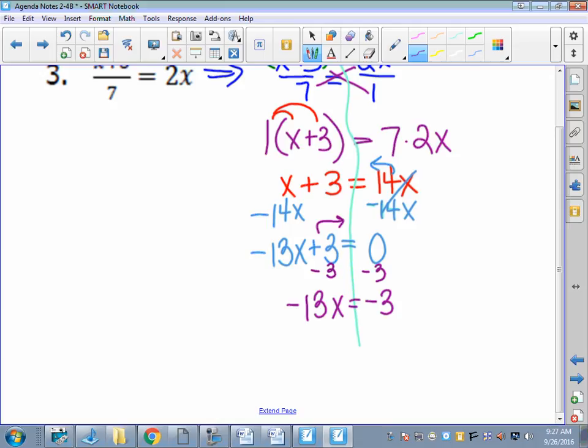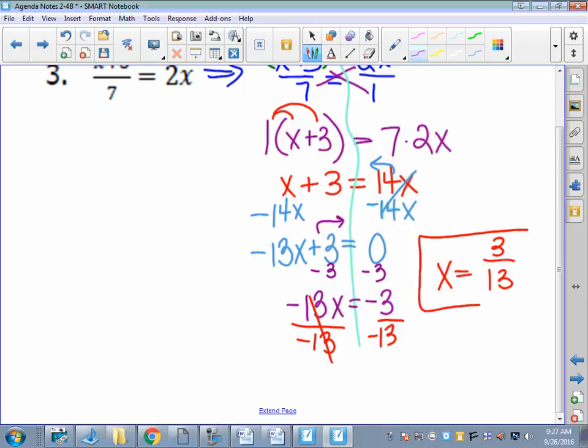If you're a good equation solver and you did this a different way, hopefully you're still going to get a positive 3 over 13. Notice negative 3 over negative 13. Negatives cancel out. I'm not going to a decimal here. I'm keeping it as a fraction because my problem started as a fraction.